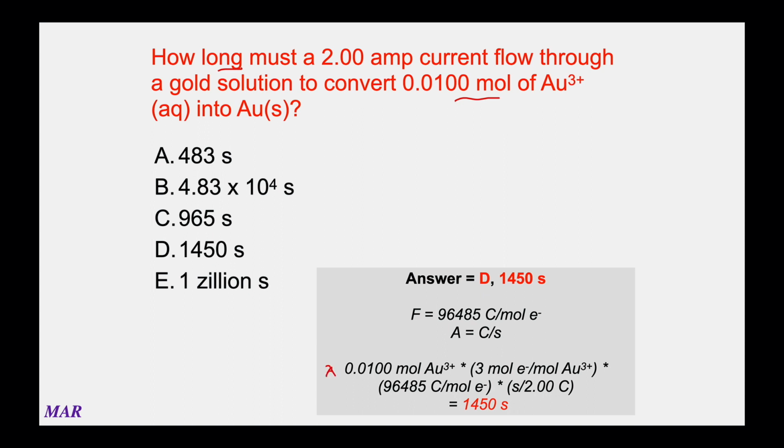0.0100 moles is the amount you're starting with. 3 moles of electrons needed per gold 3 plus to make them neutral. Faraday is 96,485 coulombs per mole of electrons. And then the last thing, 2.00 amps means 2.00 coulombs per second. So you can see you need to divide by the amps. You'll have seconds in the numerator, the only unit left standing. 1,450 seconds are required to make this gold transfer using a 2.00 amp current.